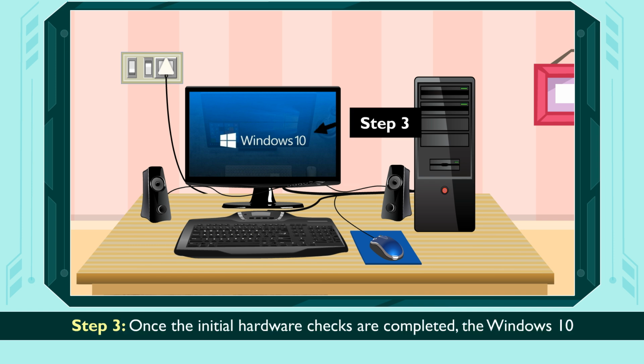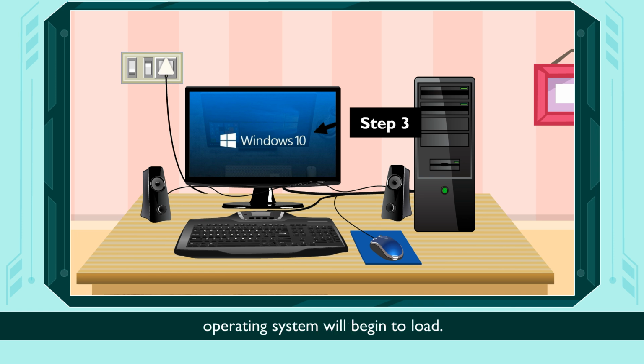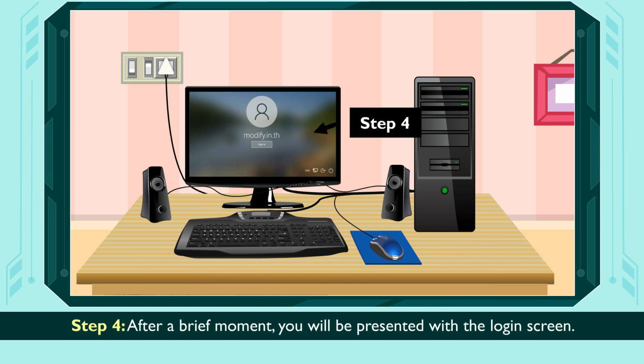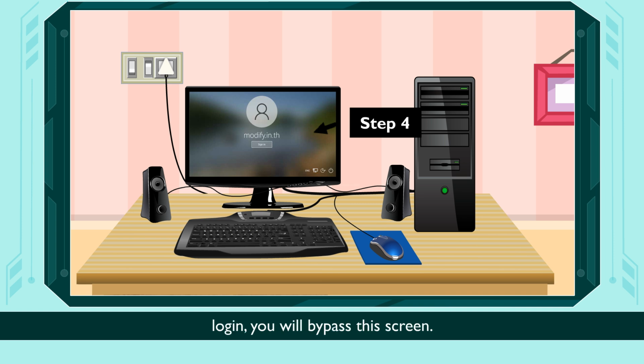Step 3. Once the initial hardware checks are completed, the Windows 10 operating system will begin to load. You will see the Windows logo on the screen. Step 4. After a brief moment, you will be presented with the login screen. If your computer has multiple user accounts, click on the account you want to log into. If you have only one account or have set up automatic login, you will bypass this screen.